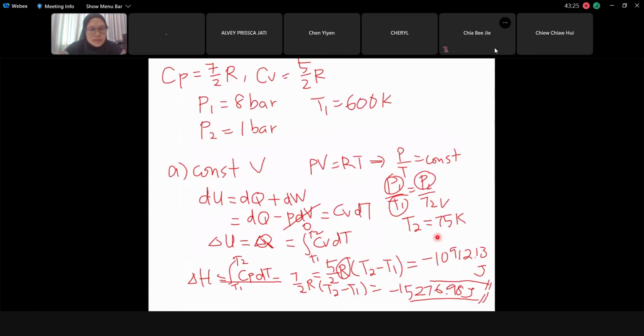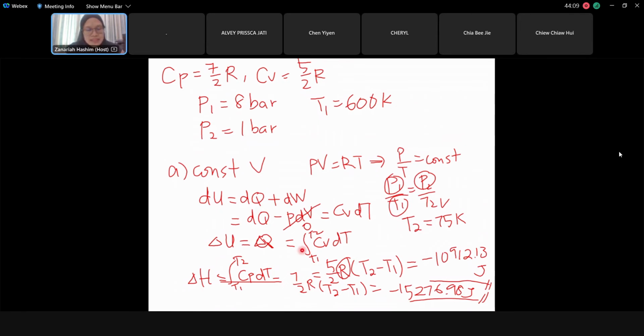So first you write the general energy balance, which is dU equals dQ plus dW. Then you can substitute dW with the negative PdV. In this case, because V is constant, dV is 0, so this term becomes 0. So you have dU equals Cv times dT. In this case, delta U equals Q, which equals the integration of Cv times dT.